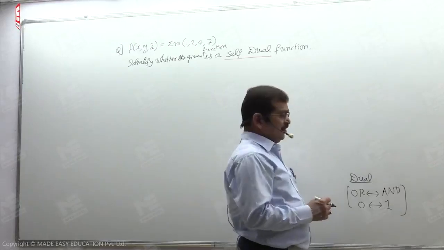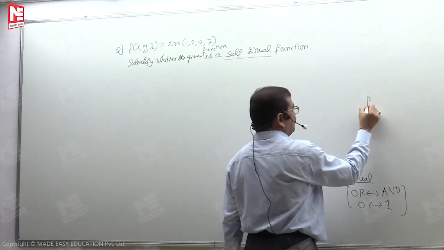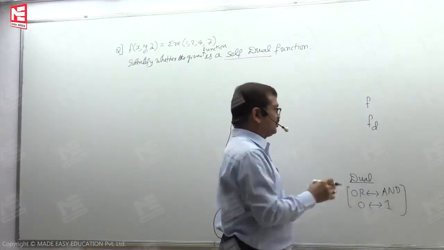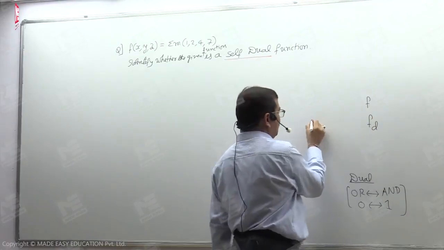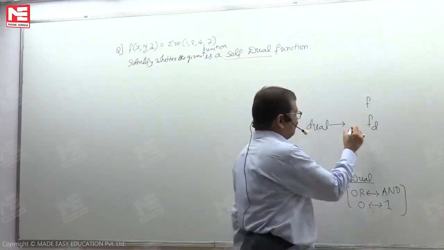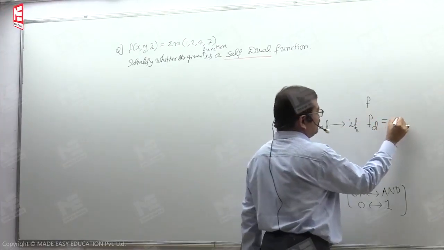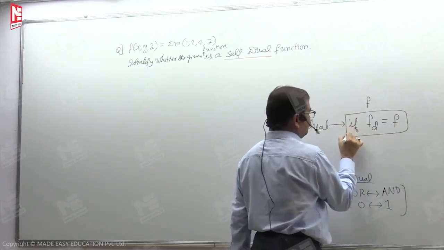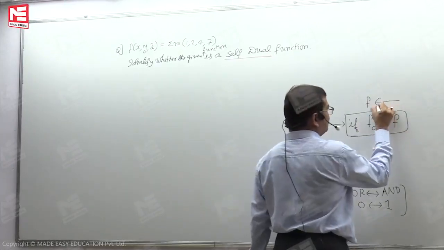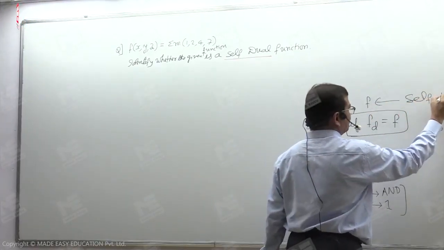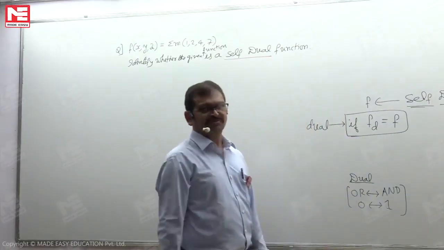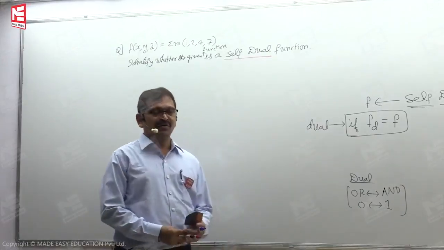The meaning of self-dual is, for the given function f, consider fd is the dual function. If fd is equal to f, then we are saying the function f is a self-dual function. So better make a note.